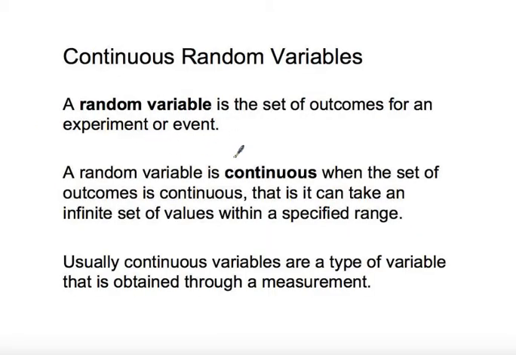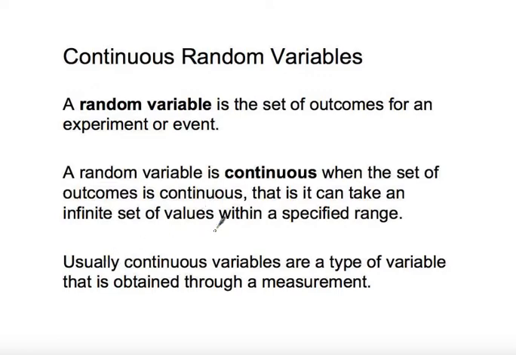So a little bit of a recap and an outline of what continuous random variables are. A random variable, remember, is the set of outcomes from an experiment or event. We've met this idea a couple of times throughout the course now. Now, a random variable is continuous when the set of outcomes is continuous, and that is what we mean by that. It can take an infinite set of values within a specified range.